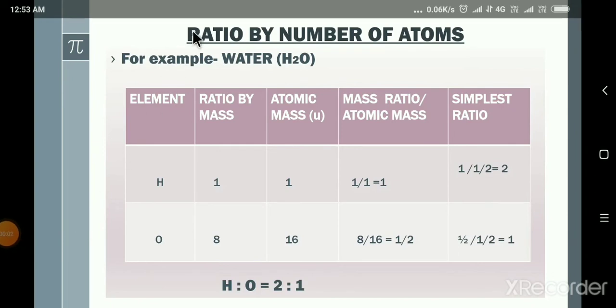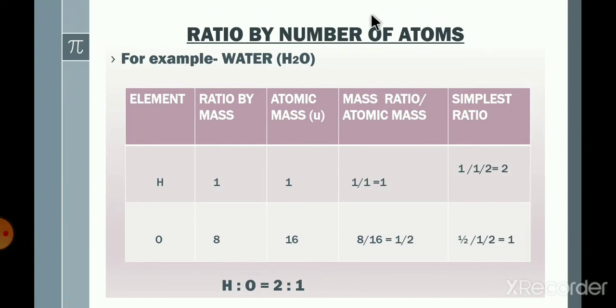Next is how to show the ratio of the number of atoms in a particular compound. I am going to take the example of water. We all know in water hydrogen and oxygen atoms combine in 2:1. How will we prove it? Let's see. We will make a table. Here we will write the elements, hydrogen and oxygen. The ratio by mass of hydrogen is 1 and oxygen is 8. We have already discussed it. And the atomic mass of hydrogen is 1 U and oxygen is 16 U.